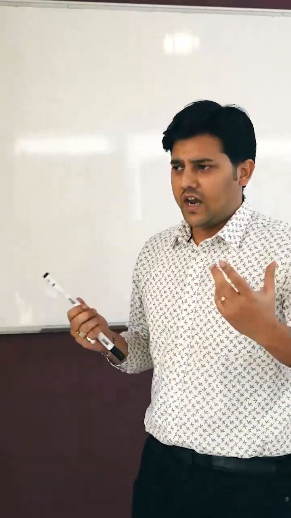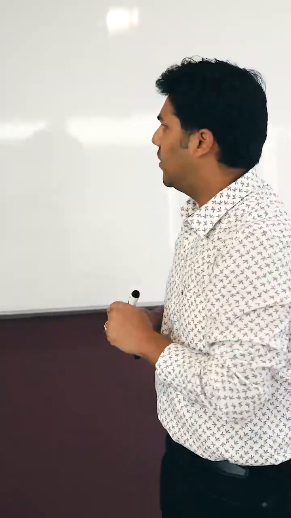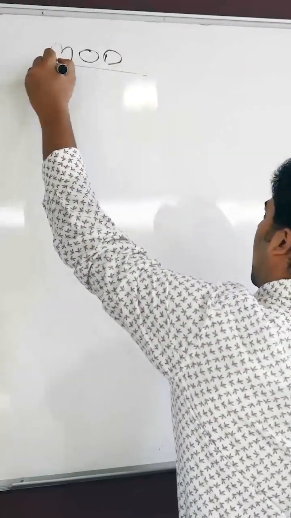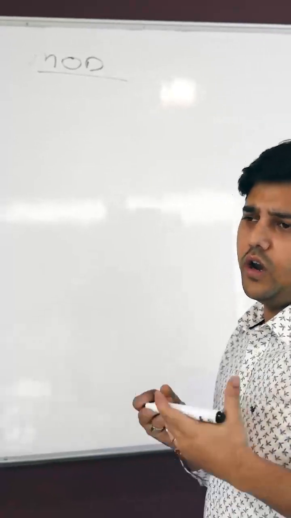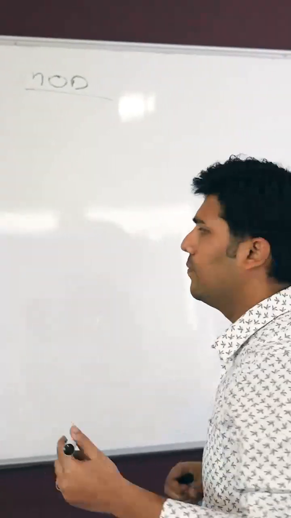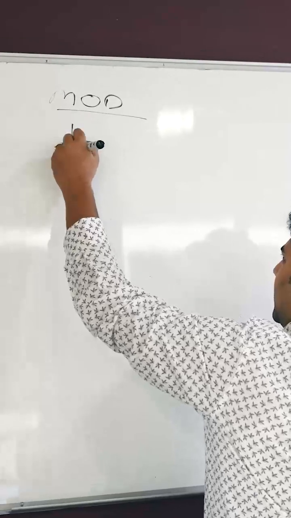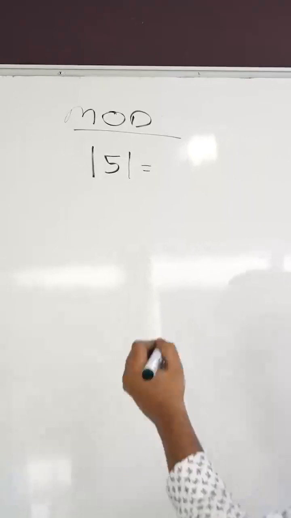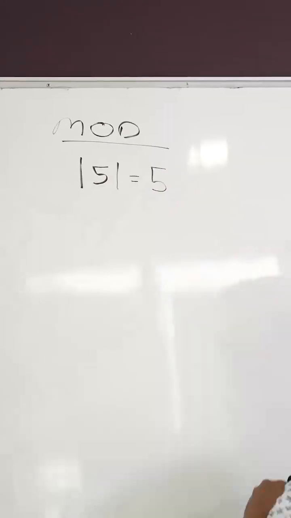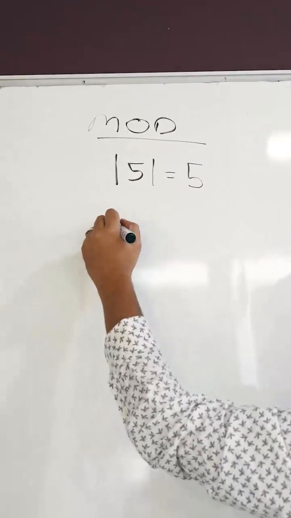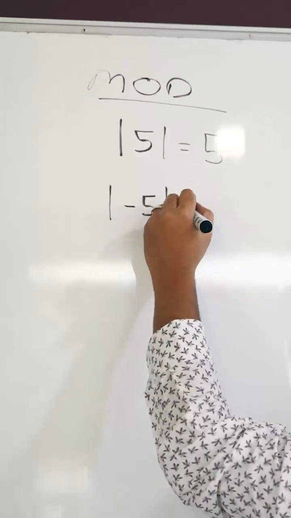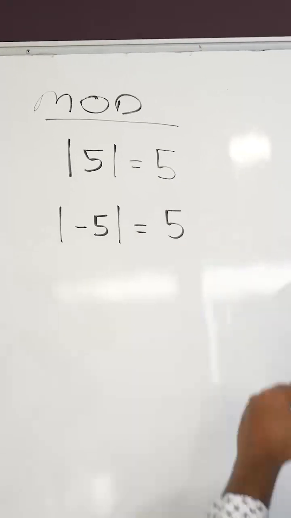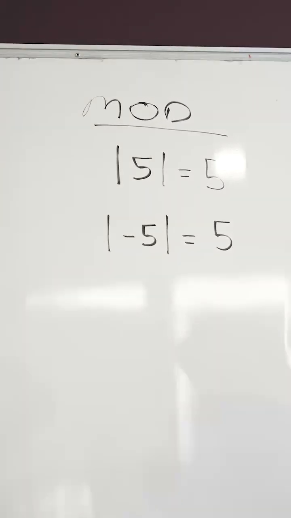Okay guys, so let's start with the first topic. Let's understand one topic which is called modulus. I hope you have heard this topic, mod. You call it absolute value, you call it mod. So for example, if I say mod 5, what is the value of mod 5? Mod 5 is nothing but 5, right? If I say negative of mod 5, what's the value? That's again 5. I hope most of you already knew this.